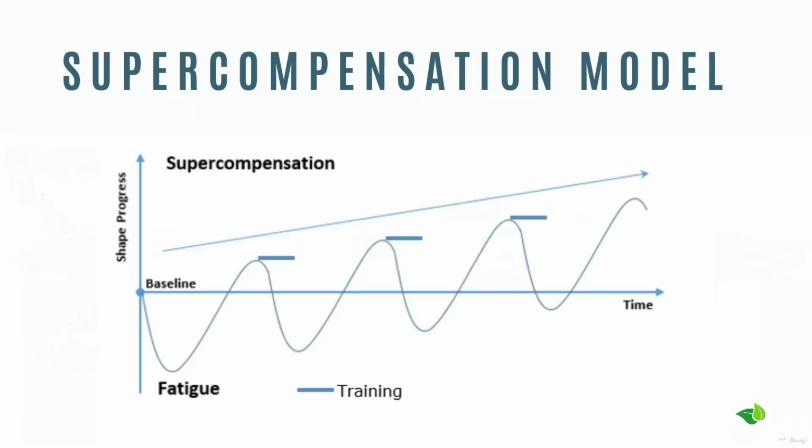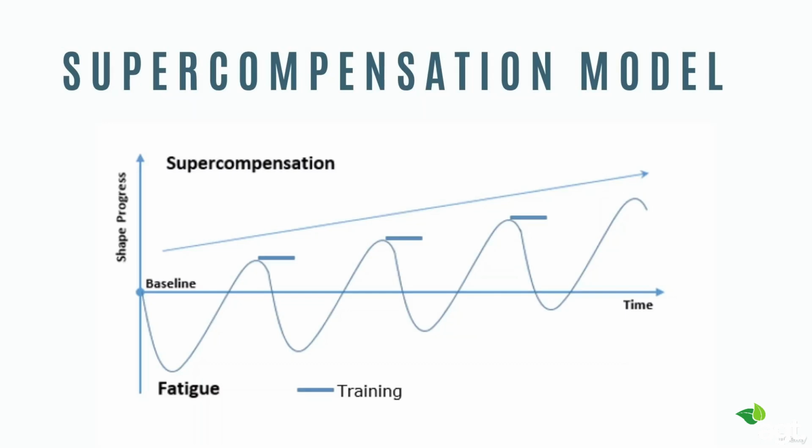Now, what does this mean for our training? Well, obviously, we should set our next training impulse right during that supercompensation phase. That way, over time, when we progressively overload, we're going to increase our overall shape and our overall adaptations to exercise, therefore increase our overall performance.